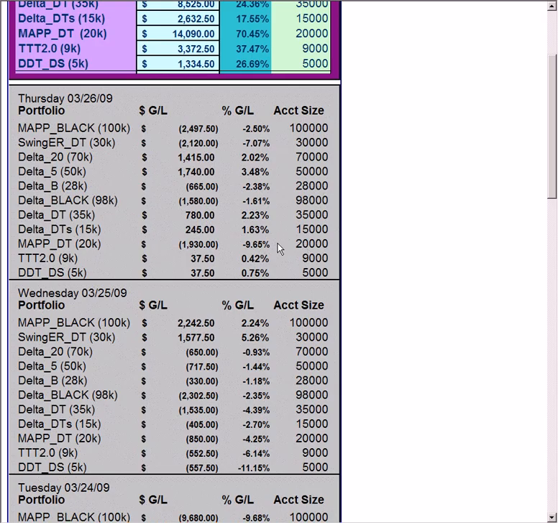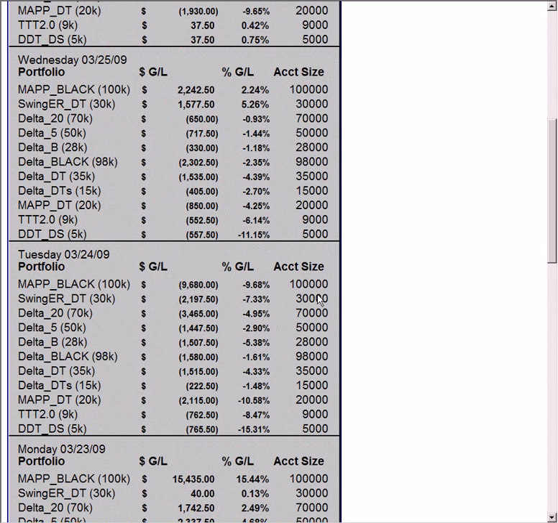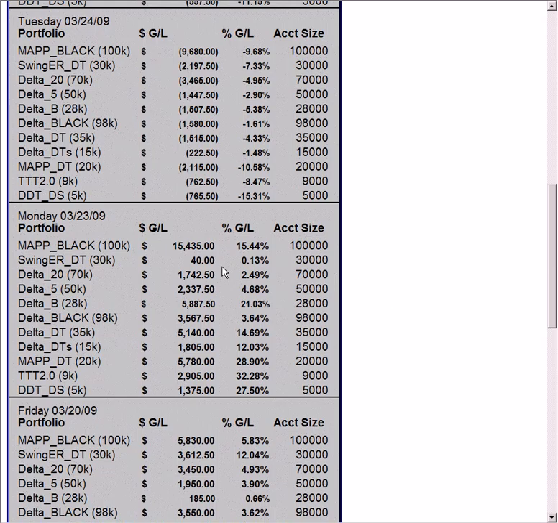3% on the plus side, and on the minus side was essentially the case. Wednesday, again, Matt Black putting up 2.5%. Swinger DT was up 5%, but just really a lot of mixed indications. Tuesday was an overall down day. Monday was an overall up day. Very impressive was the case on Monday.